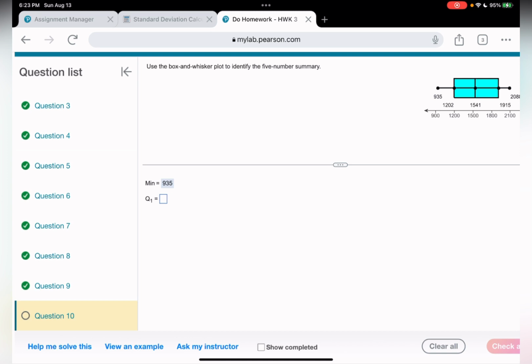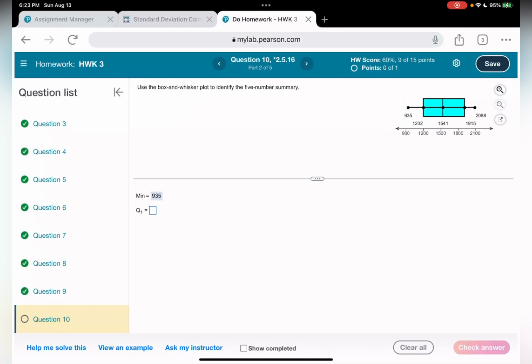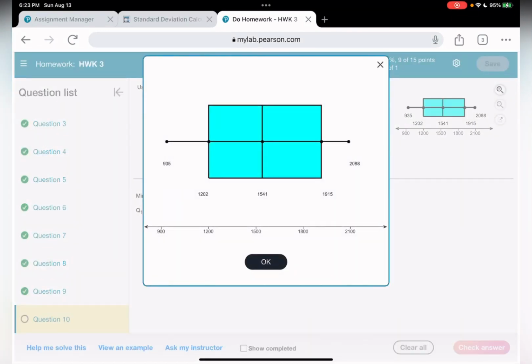Okay. Q1 is a quartile, the first quartile. Let me show you what the first quartile is. 1202 is our first quartile. What does that mean? The first quartile shows the first lowest 25% of data, let's say from 935 to 1202. That's the first 25% of the entire data. Okay, so the first quartile is 1202.